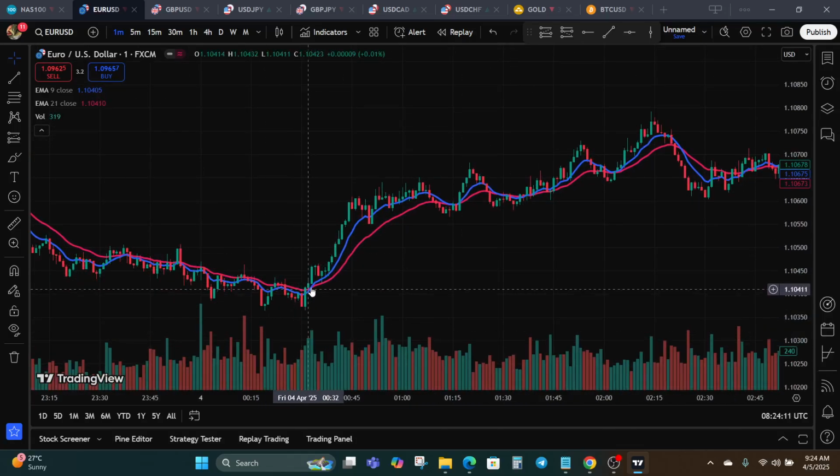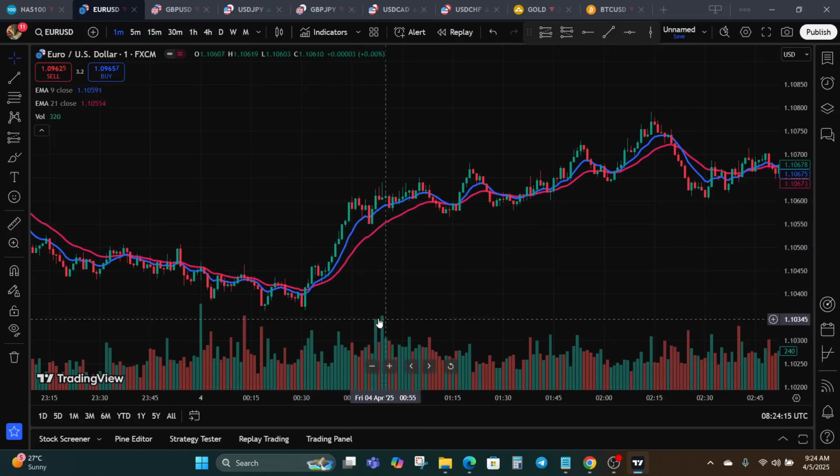Crossover to the upside, the price went up, we tested the 50 EMA. You can see there was an increase in volume. All right, so this would have been a good place to enter a buy after this bullish candle formed when this rejection completed.